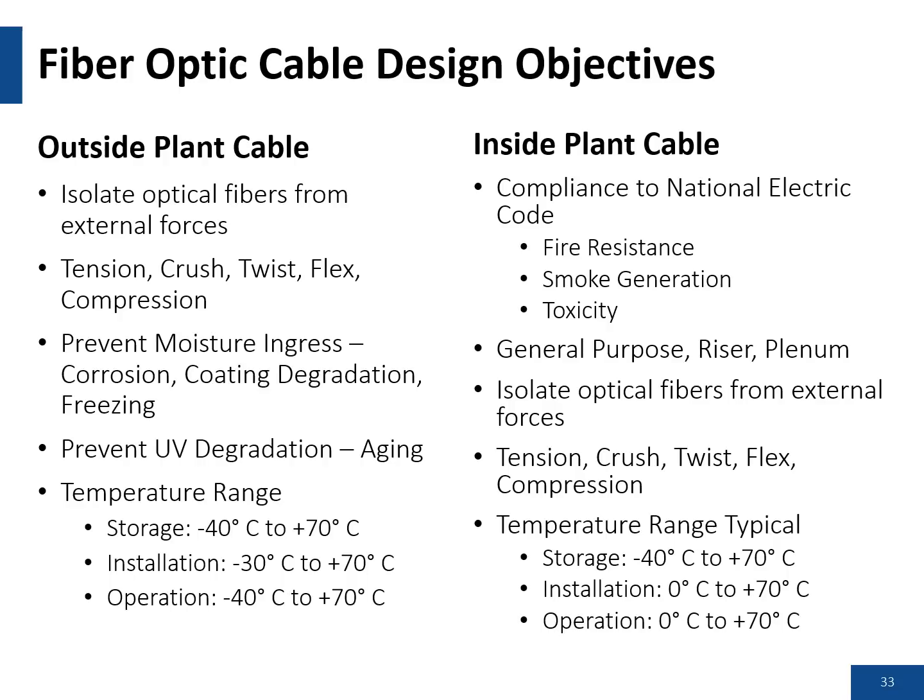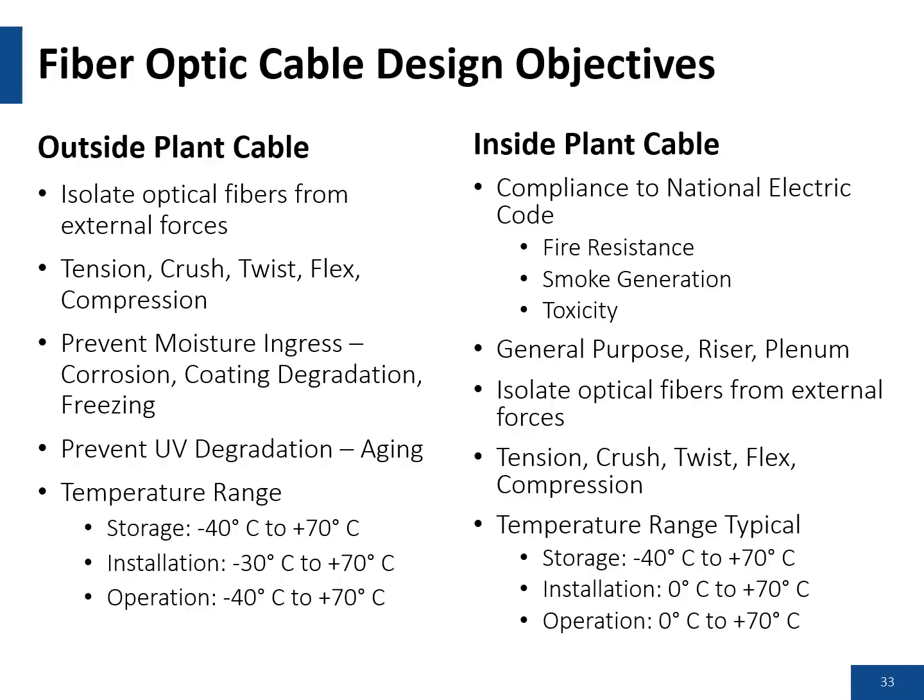We also want to prevent moisture ingress that causes corrosion to the armoring or any metallic elements that are in the cable, or coating degradation to the optical fibers, again protecting the fibers with a hermetic seal. And you certainly don't want moisture freezing inside the cable because when it freezes, it expands and can potentially cause macrobends. You also want to prevent UV degradation of the outer sheath because the outer sheath basically is what protects the core of the fiber. So again, you want to make sure that you're addressing the aging of the cable from a UV degradation standpoint.